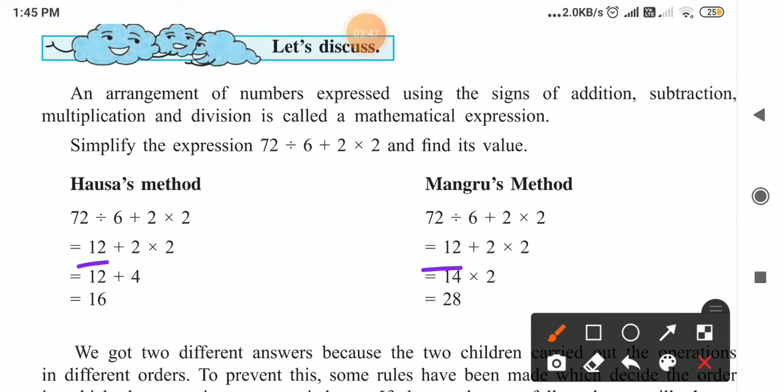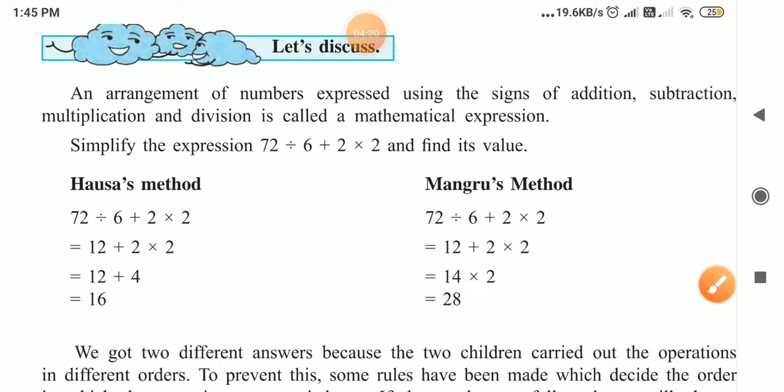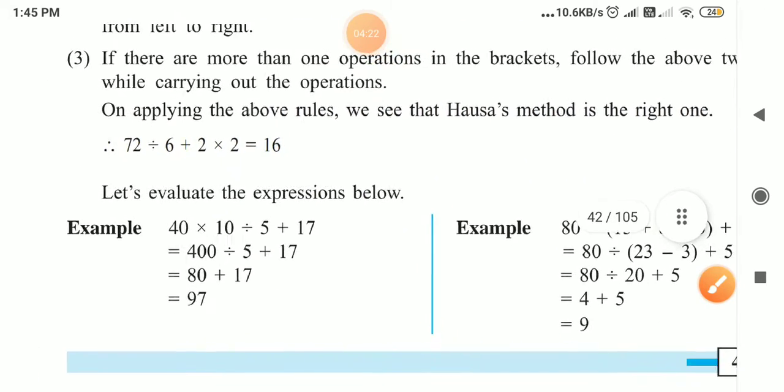But secondly, according to the rule, we have to solve the multiplication first. So here she did the multiplication, and the answer is 4 here and 12 here. But what did Mangru do? He wrote 12 plus 4 is 14 here, and there he made the mistake and his example became wrong. So don't make the type of mistake Mangru made. Just follow the BODMAS rule and solve the example. You will get full marks.